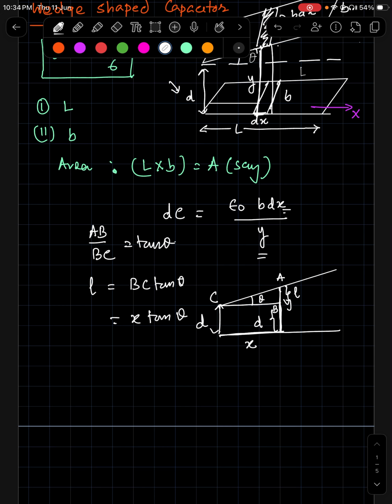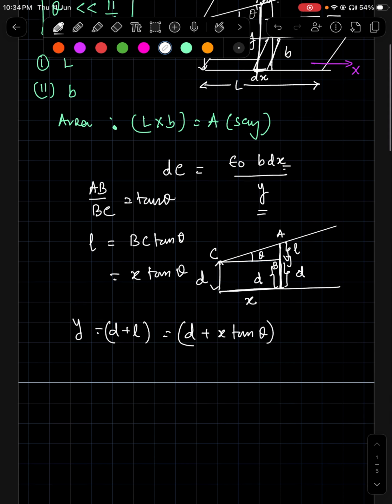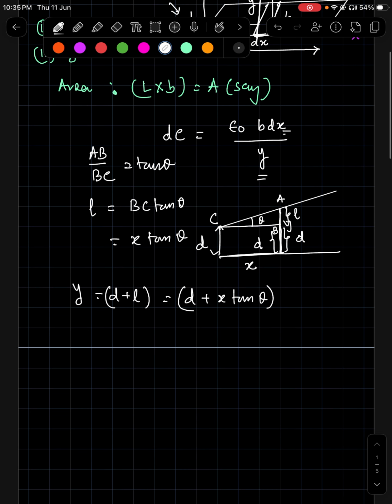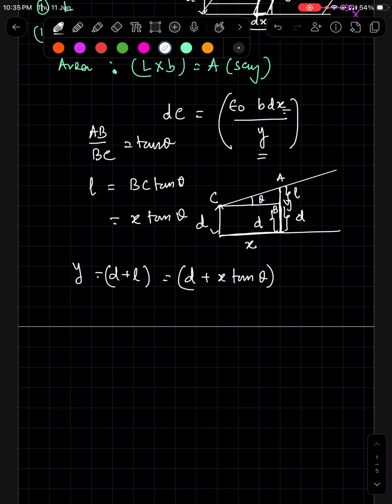So we have found y. This part is already d, so y is d plus L, and L is x tan theta, so it becomes d plus x tan theta. Good. We have found y as a function of x. That is our aim, because otherwise we cannot integrate this small expression of the capacitance. So let us now integrate.